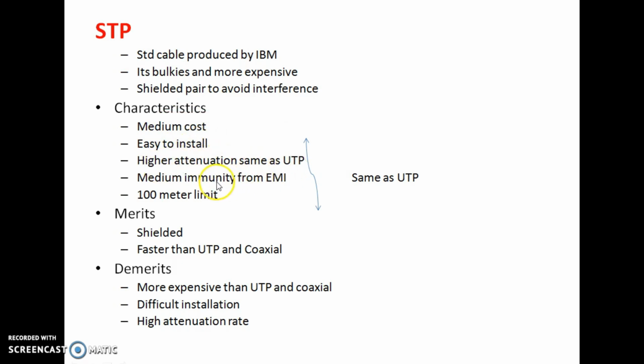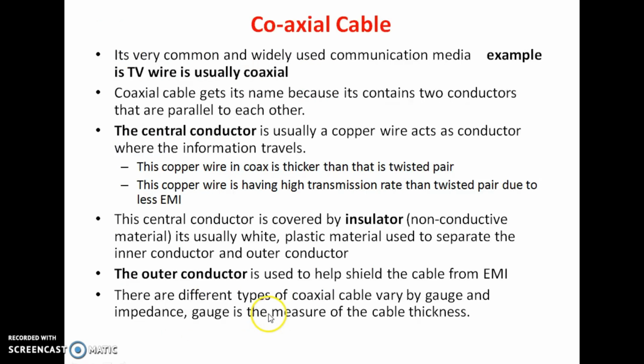It has minimum immunity from EMI, and also it has a under 100 meter limit distance. When compared to the UTP, STP has the merits that it is a shielded pair, and it is also faster than UTP and coaxial. When compared to the UTP, it has the drawbacks of being much more expensive, more difficult to install, and also having a high attenuation rate. Next cable is the coaxial cable.